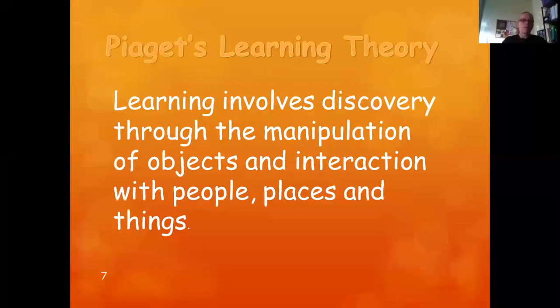An important thing for us all to remember is the active learning theory by Piaget: learning involves discovery through the manipulation of objects and interaction with people, places, and things. What we have to remember for our kids is, do they get to interact and manipulate objects? How many opportunities do they have to meaningfully interact with objects and manipulate them? Because that's one of the very important ways that they learn how to use their bodies. And then when they're interacting with those objects, how are we helping them interact more sophisticatedly with those objects? We're going to talk about that today.